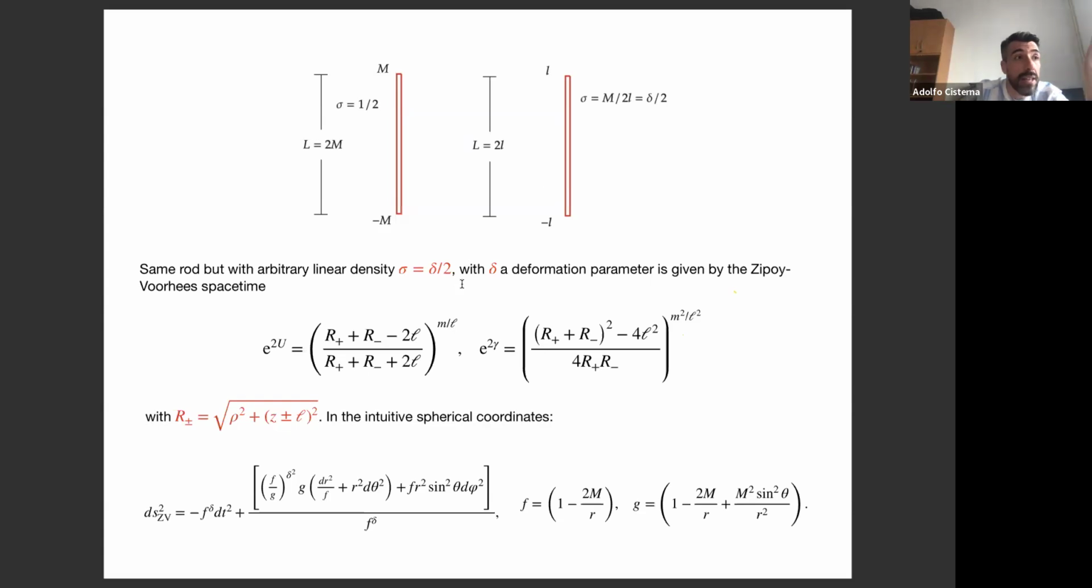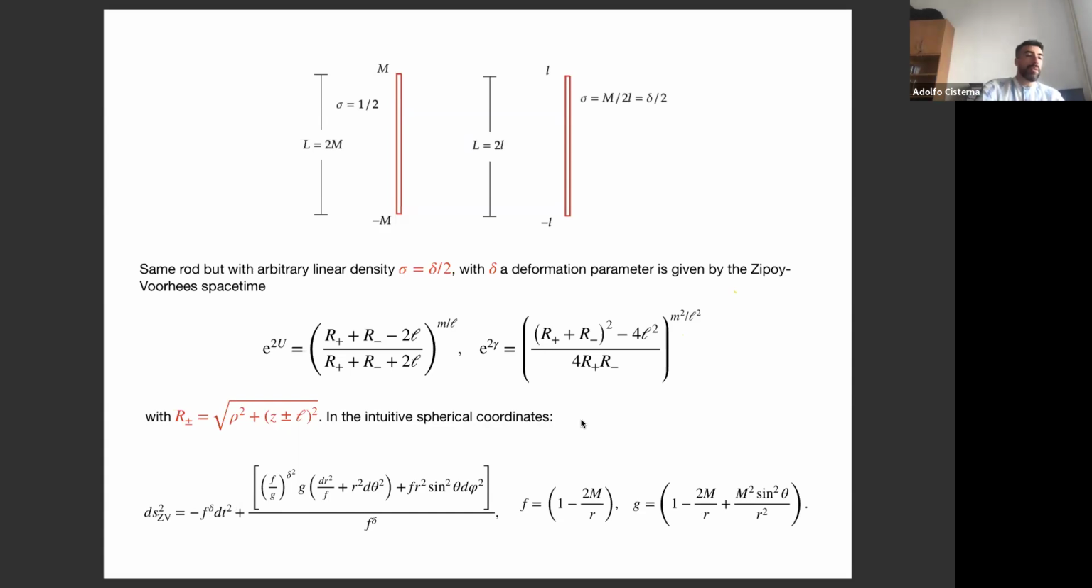And what you get when you integrate Weyl's equations, and you also move to more intuitive coordinates like r, theta, is this spacetime. This spacetime is called the Zipoy-Voorhees spacetime, and it's a generalization of Schwarzschild. Actually, you see that if delta is equal to 1, you recover the Newtonian structure of Schwarzschild, and your metric here actually goes to Schwarzschild, because when this goes to 1, this is the Schwarzschild blackening factor, and all of these functions combine in a way that this is the Schwarzschild metric.